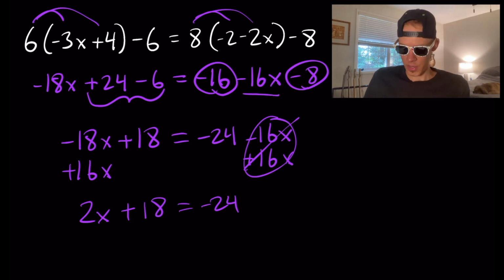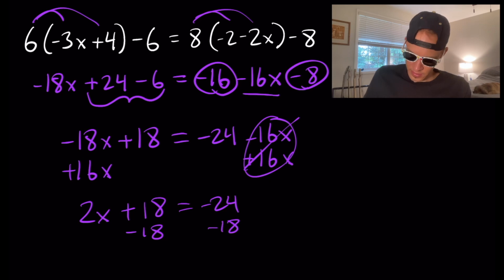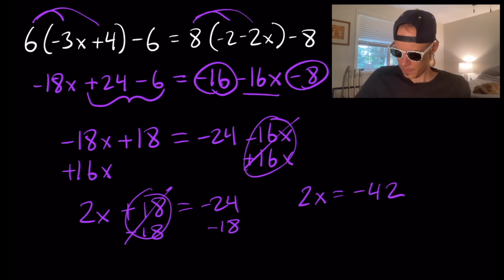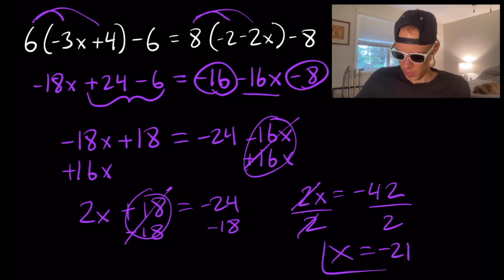This is a two-step equation now, so I'll subtract 18 from both sides. These will cancel, and then I'll get 2x is equal to negative 24 minus 18 is going to be, is that minus 42? Yep. Divide both sides by 2. X is equal to negative 21.